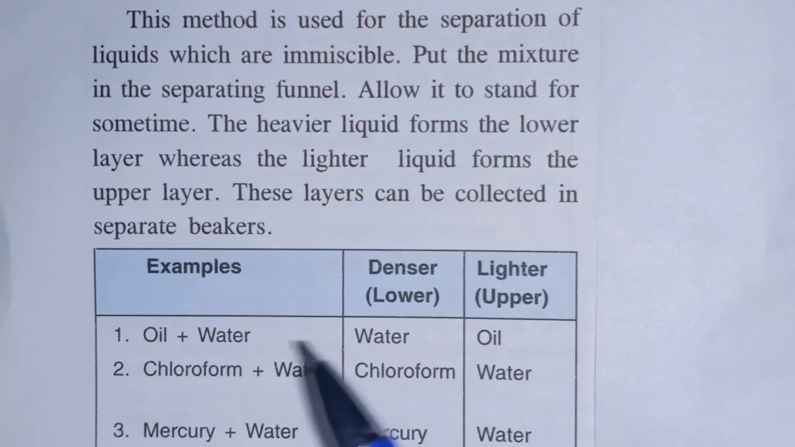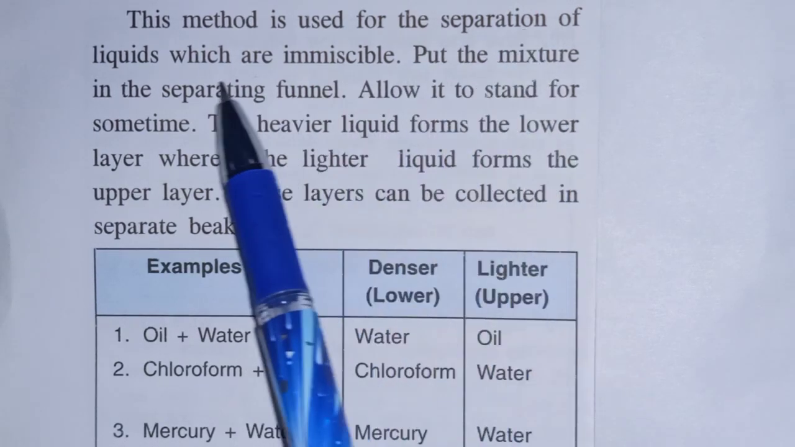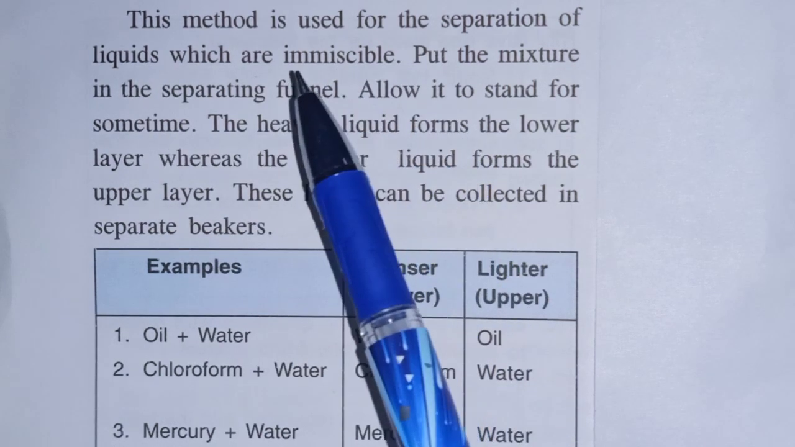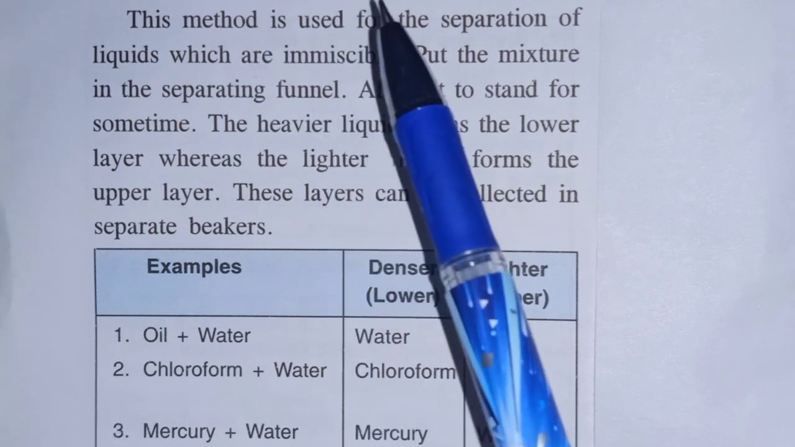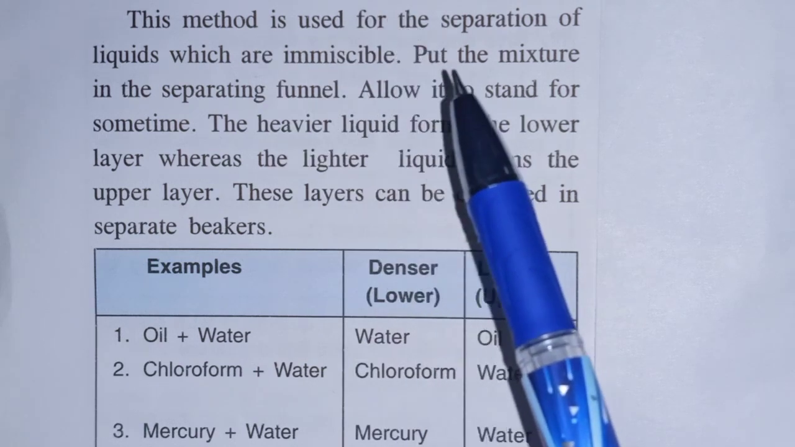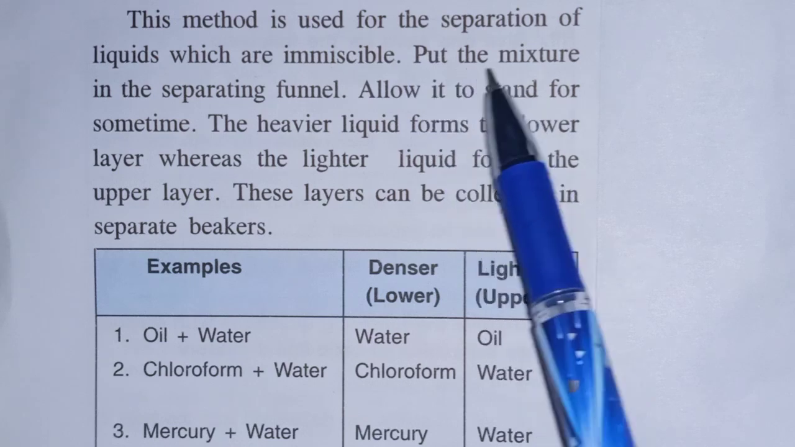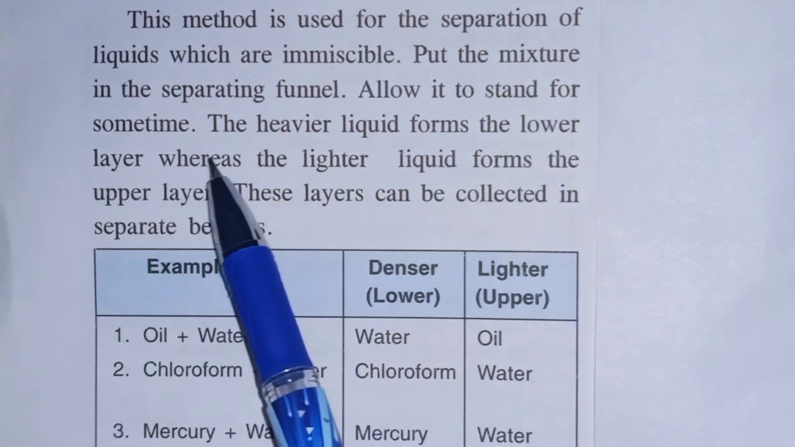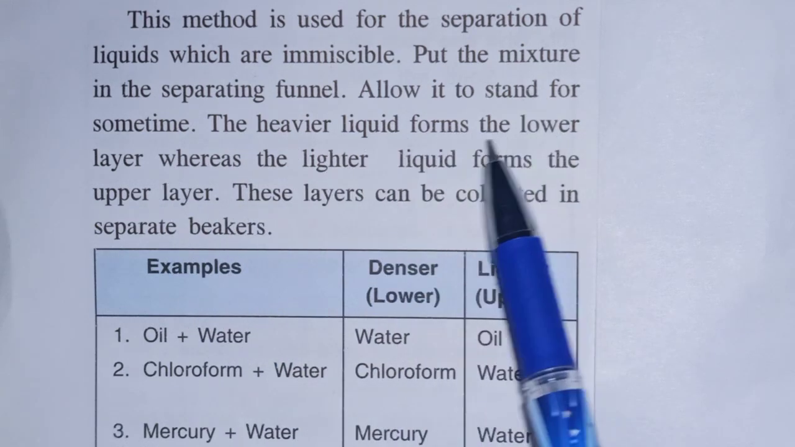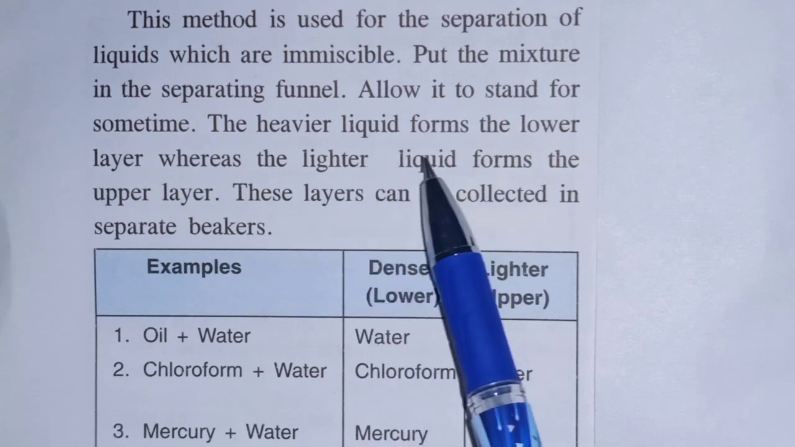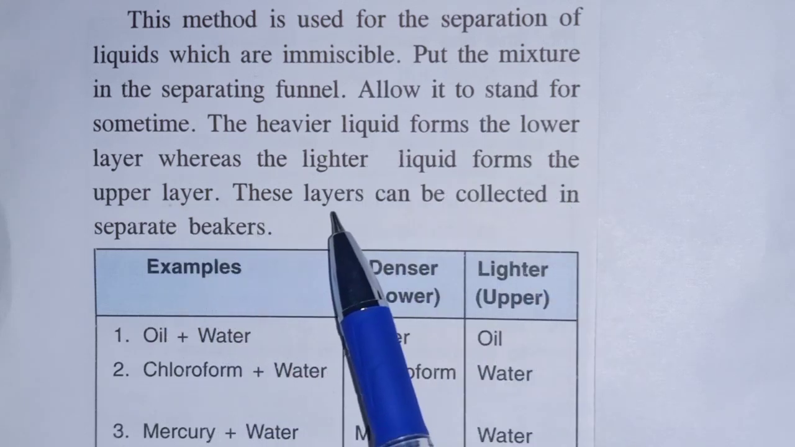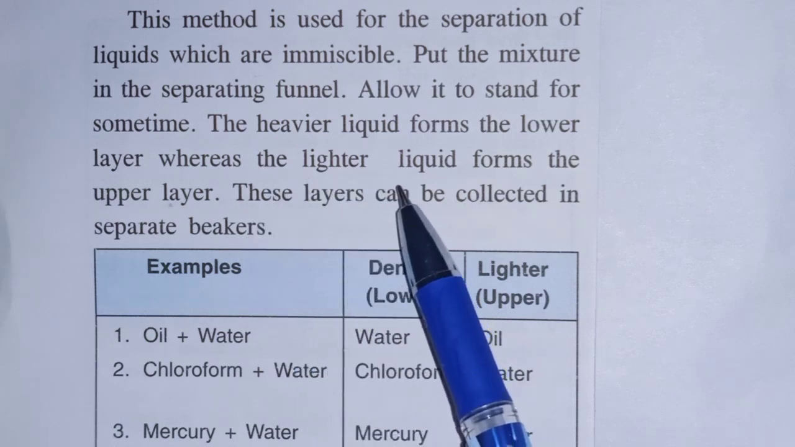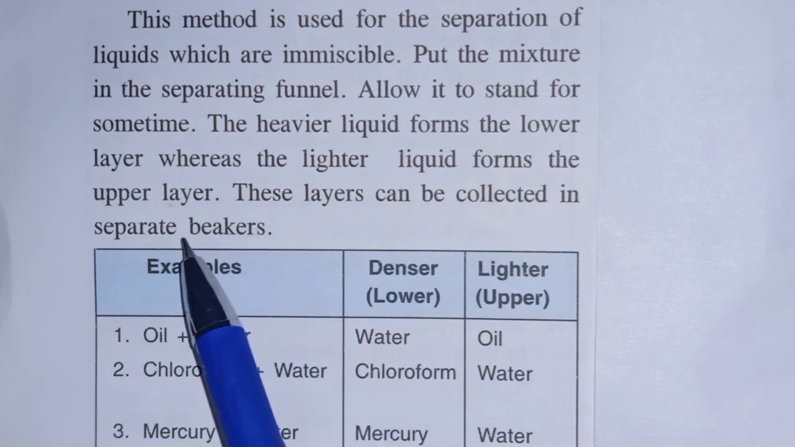Now see the method. This method is used for the separation of liquids which are immiscible. Immiscible means they will not mix with each other. There will be separate boundaries. That means these are heterogeneous mixtures. Put the mixture in a separating funnel. Allow it to stand for some time. The heavier liquid forms the lower layer, whereas the lighter liquid forms the upper layer. The heavier liquid will take the bottom place and the lighter will come over it. These layers can be collected in separate beakers.